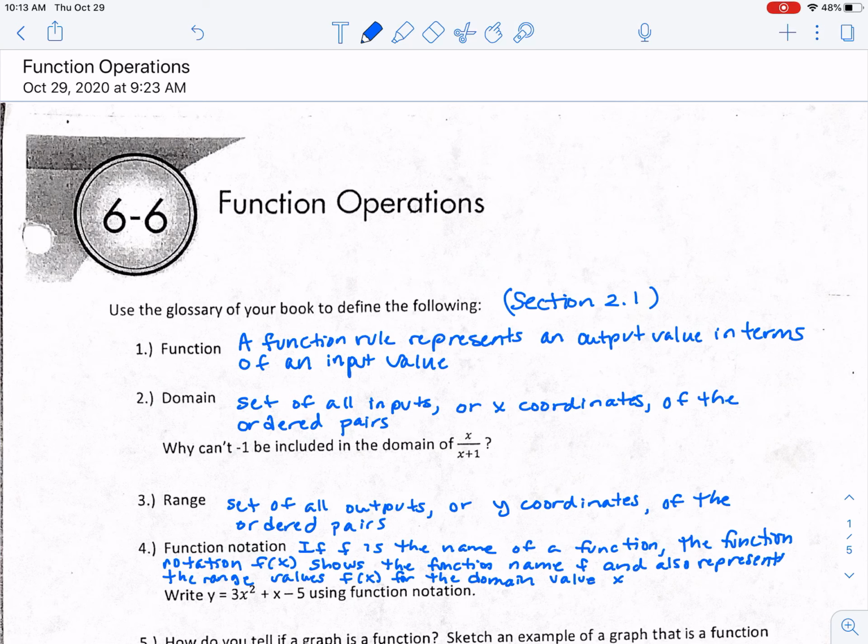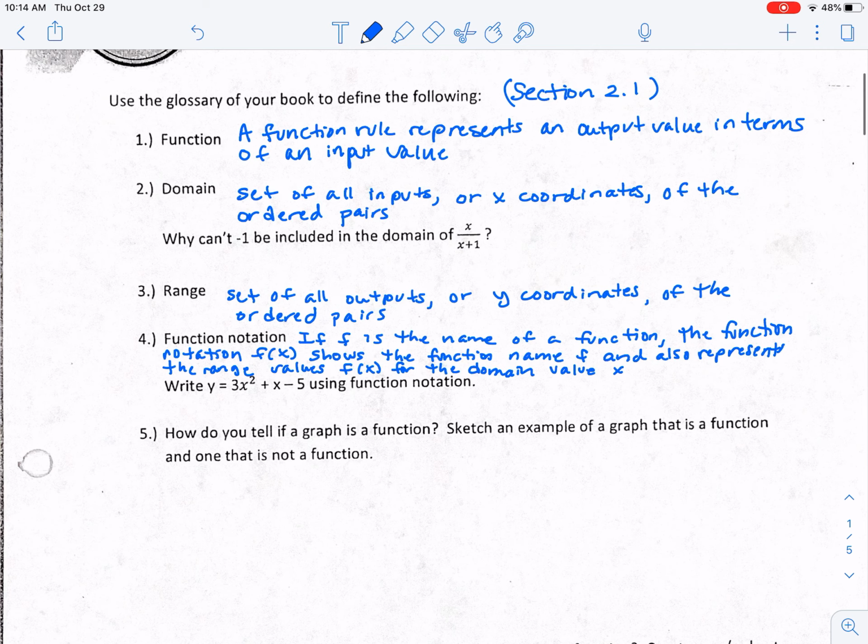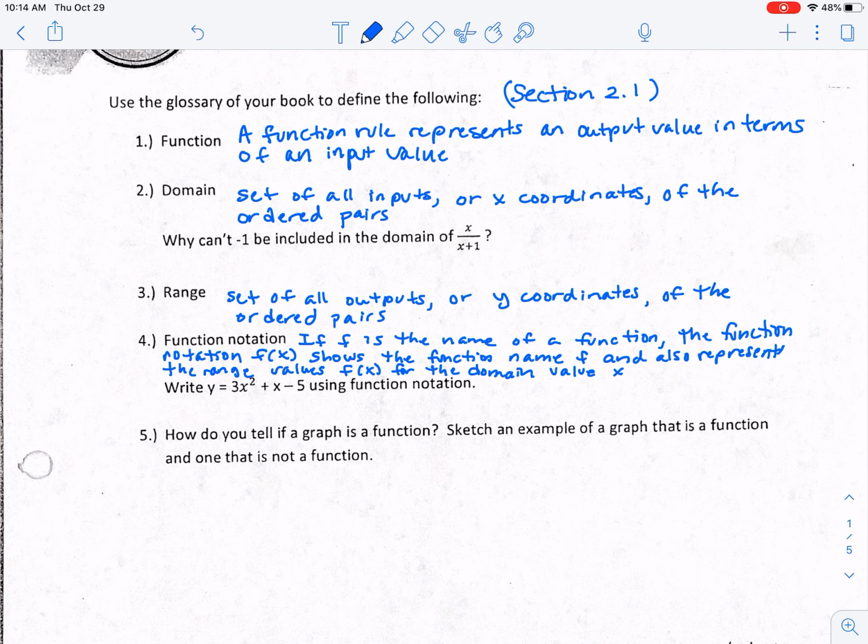Hi everybody, this video is going to focus on function operations and how multiple functions are going to relate to each other by adding, subtracting, multiplying, and dividing them, and how that domain is going to change as well. But first I want to talk about some basic vocabulary. And this vocabulary can be found in section 2.1 of your book as well as in the glossary.